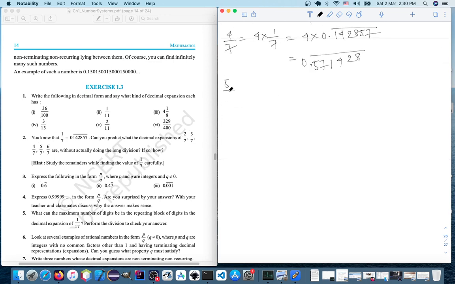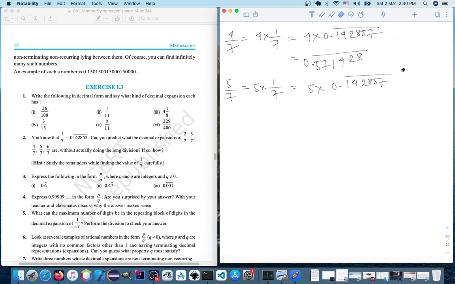So 5 by 7 will be 5 into 1 by 7. This is 0.35, 35, 25, 28, 32, 13, 21, 7.